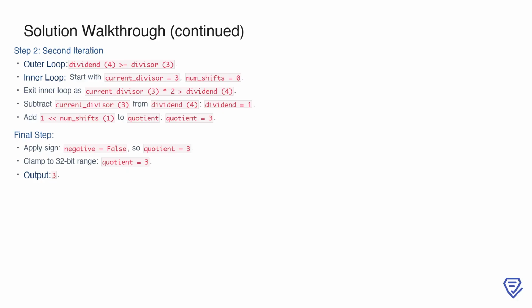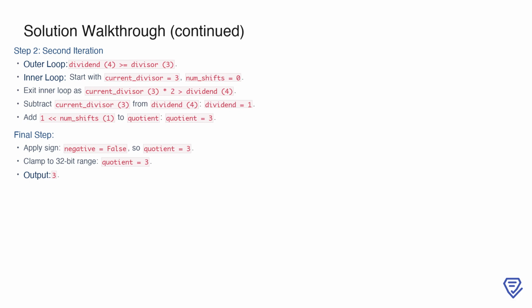Again, we start the inner loop with the current divisor set to 3, and number_shifts initialized to 0. This time, we don't double the current divisor because doubling it would exceed the dividend. Exiting the inner loop, we subtract the current divisor, 3, from the dividend, leaving a remainder of 1. We then add 1 left shifted by number_shifts, which is 0, to the quotient, updating the quotient to 3. Now that the dividend is less than the divisor, we exit the outer loop.